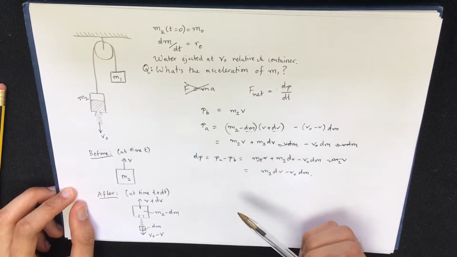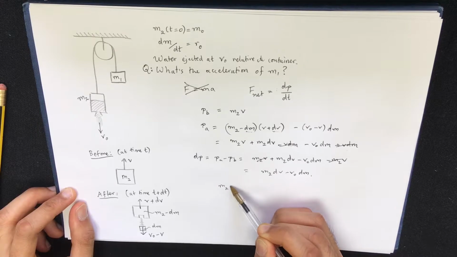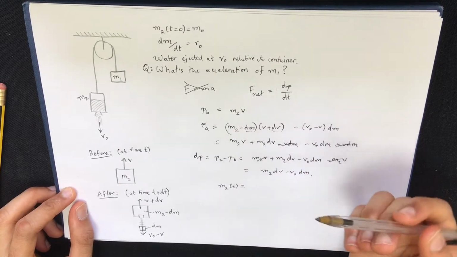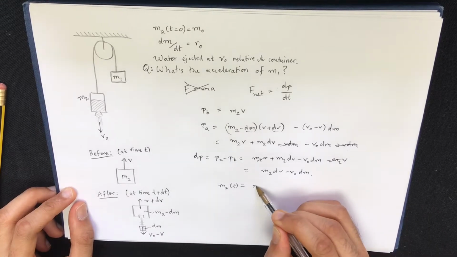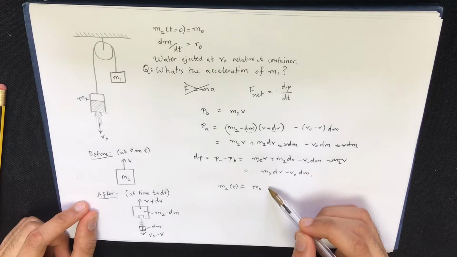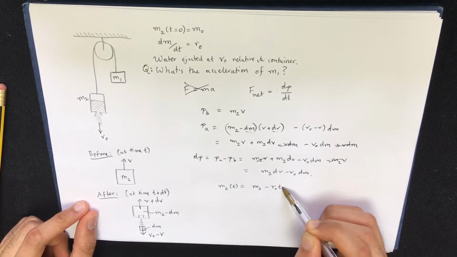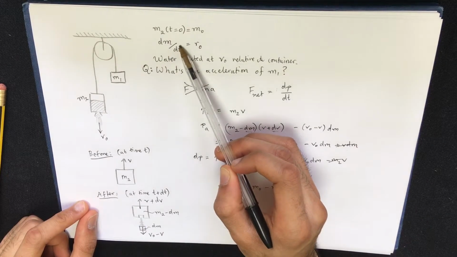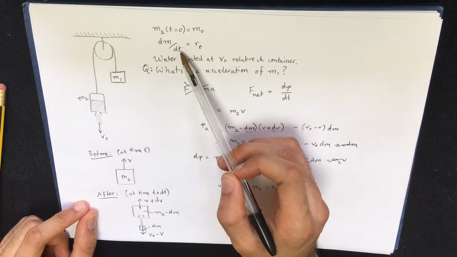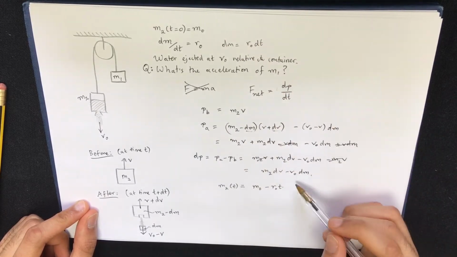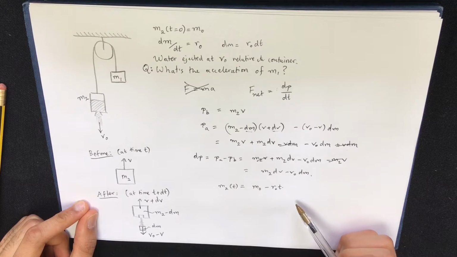So logically, if we think about it, if we were to make an expression for m2 as a function of time, it's going to be its initial mass m0 minus its rate of change of mass times t, which is going to be equal to m0 minus r0 t. And similarly, dm can be basically figured out by rearranging this thing, and basically we're going to get dm equals r0 times dt. So this expression ends up becoming minus v0 r0 dt.